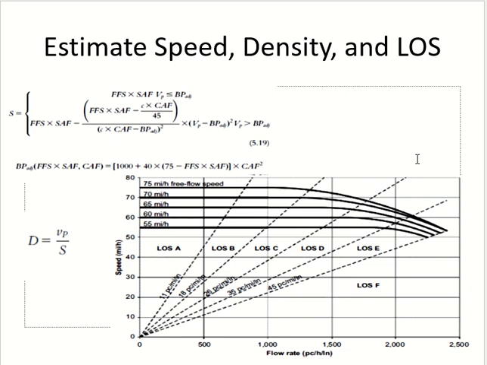So how much is the breakpoint? Well, I only need free flow speed, right? Free flow speed is 65. So my breakpoint will be how much? What do I do with SAF and CF? 1. No adjustment means 1. Because I still need breakpoint in the equation as well, right? So how much is it? 1,400.